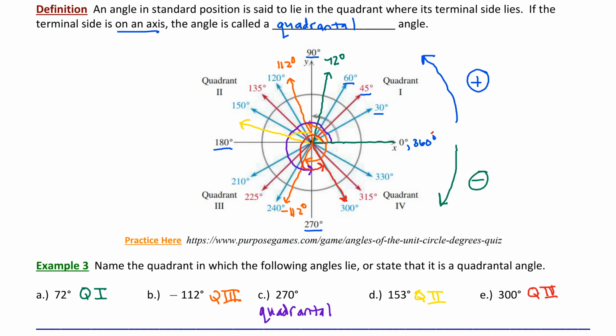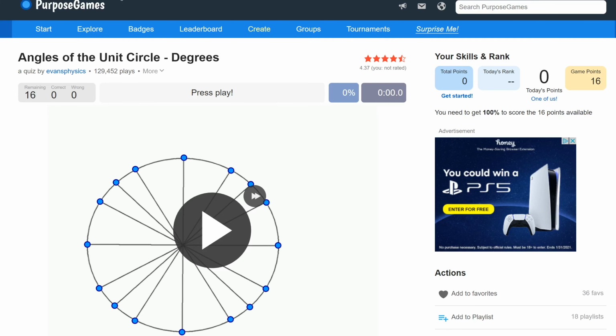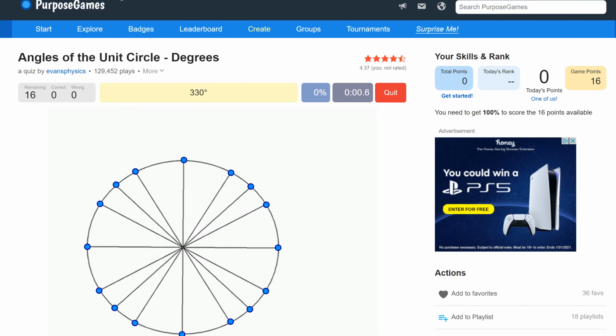To help you practice that, I encourage you to play this degrees quiz game. You can bookmark this website and play this a couple of times a day this week as we learn these angles in Chapter 1. So here's how the game works. An angle is going to be given, 330 degrees, and I'm going to locate that angle with my mouse and simply click the point that that angle intersects the circle at.